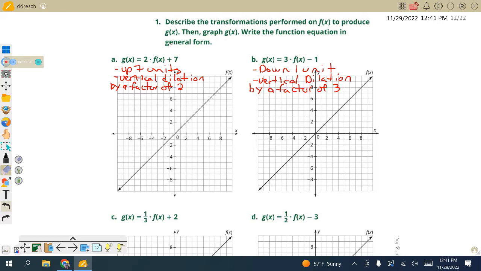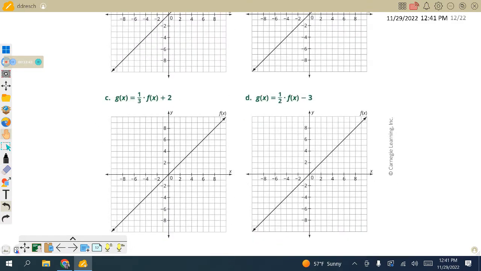Okay, what about letter C now? What is C doing? That's the quick one. Tell me what it's doing at the end there. Up or down? Yeah, it's up 2. All right, so we're going to say up 2 units. And then a 1/3 out front. Let's think about it from a second ago. What happened to that 1/2? Did it make it more steep? What did the 1/2 do a couple pages ago? It made it less steep, right?